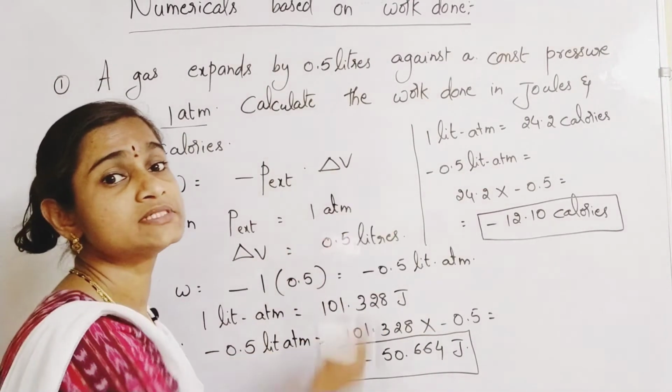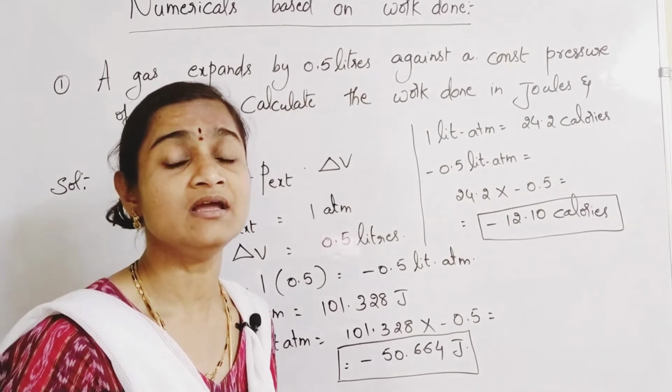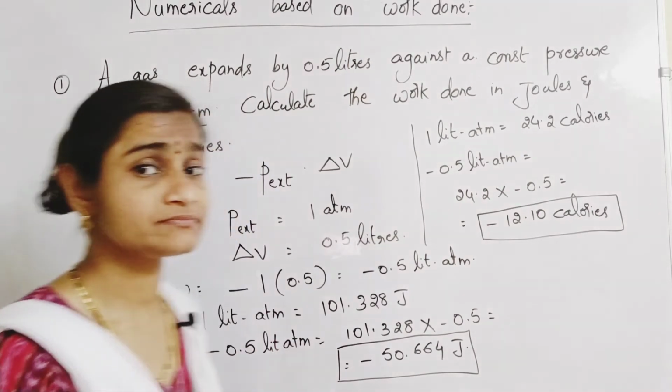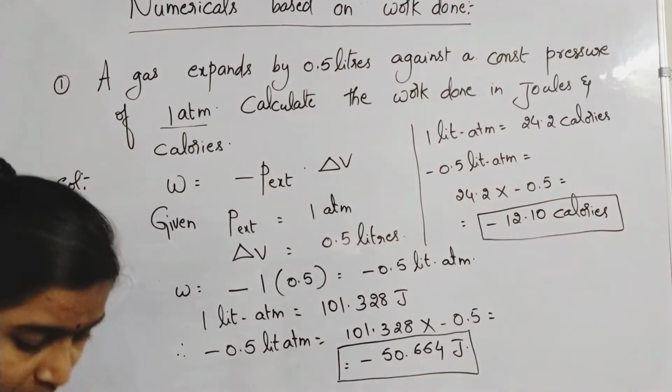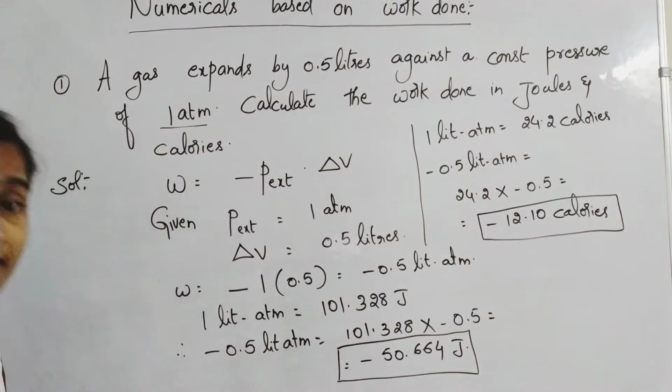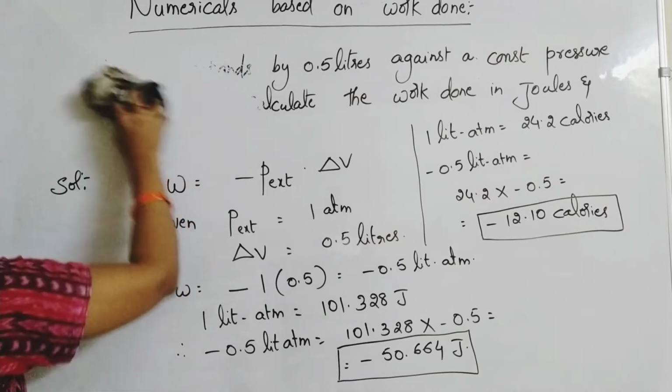So we get the answer in liter atmospheres, but the question asks for the answer in joules and calories. Please take it down fast. Now I'm going to rub the board and we are going to write the second question. Question number 2.